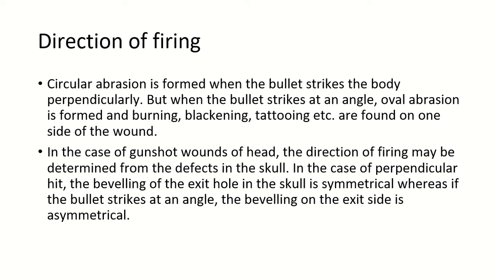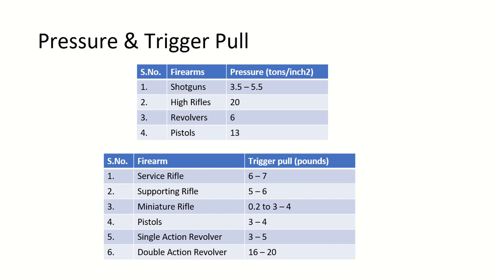In case of gunshot wounds to the head, the direction of firing may be determined from the defects in the skull. In case of a perpendicular hit, the beveling of the exit hole in the skull is symmetrical. But if it hits at an angle, the beveling on the exit side is asymmetrical.